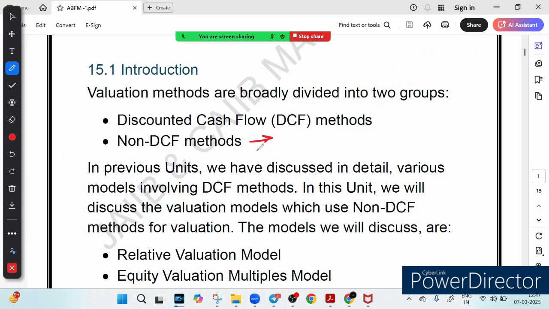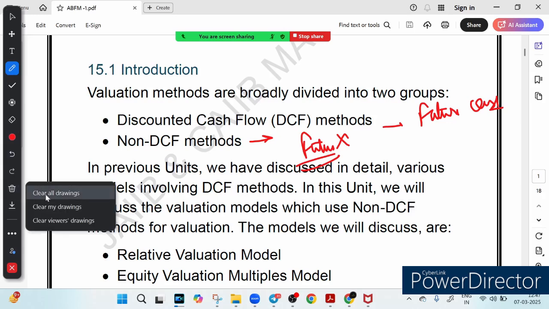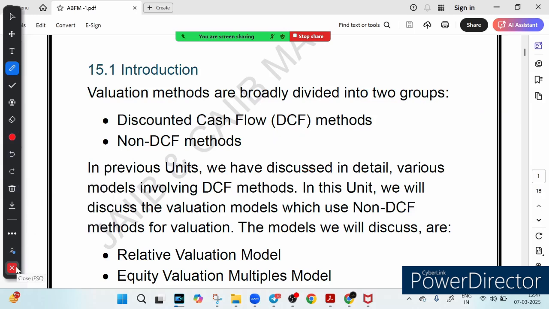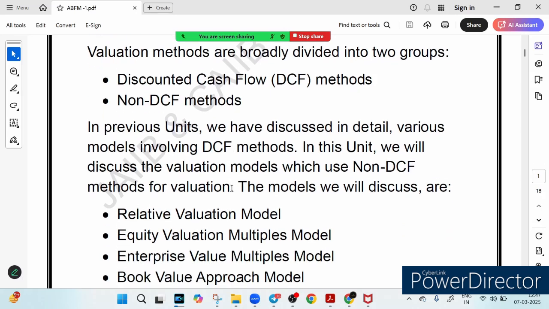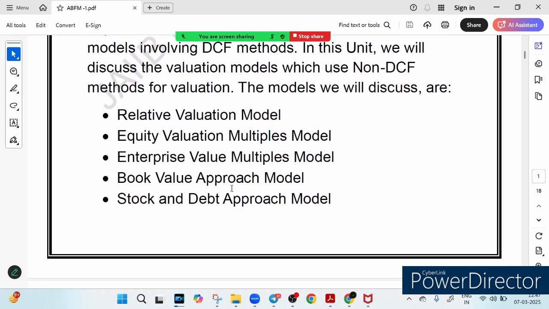And non-DCF is like that: in DCF we look at the future cash flow, but in non-DCF we don't look at this future cash flow. Rather, these methods use another way to estimate a company's value. What is the other way? Think of it like comparing the shop price with other shops or checking its assets. In the earlier video we covered our DCF model in detail, but today we will focus on the non-DCF model, which includes methods like the relative valuation model.